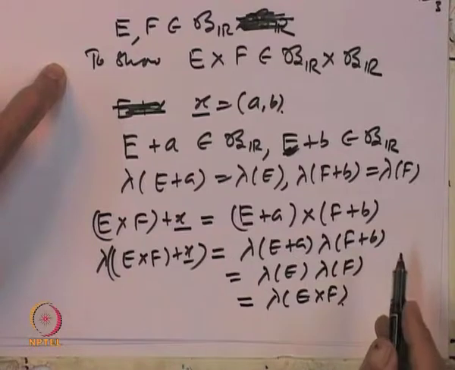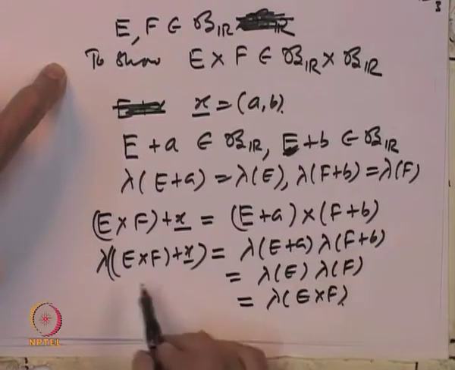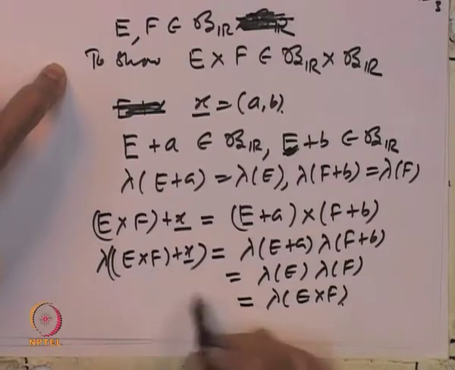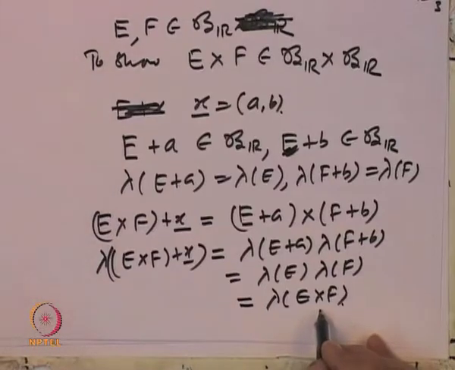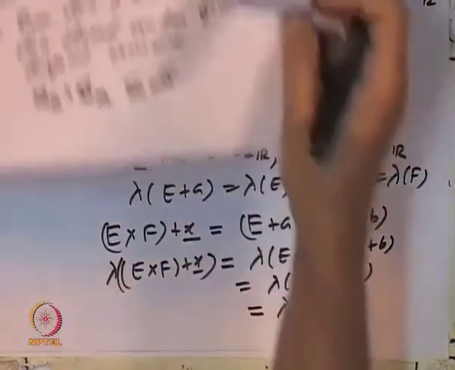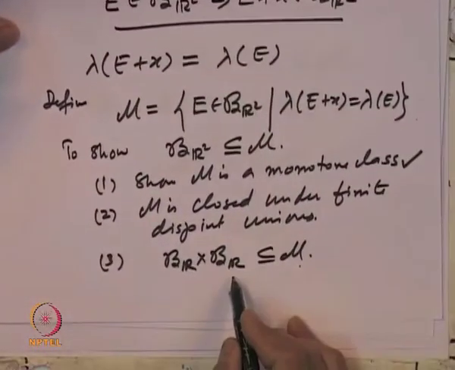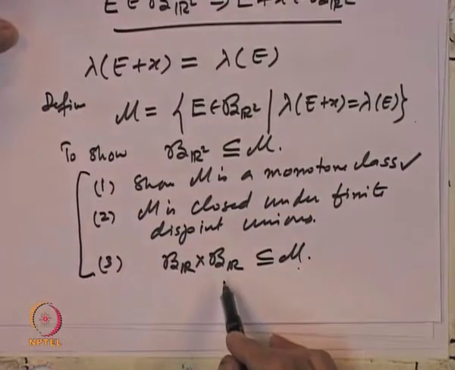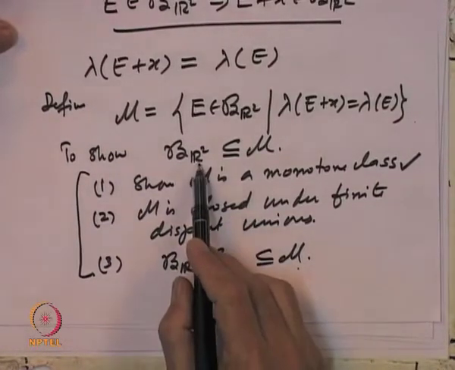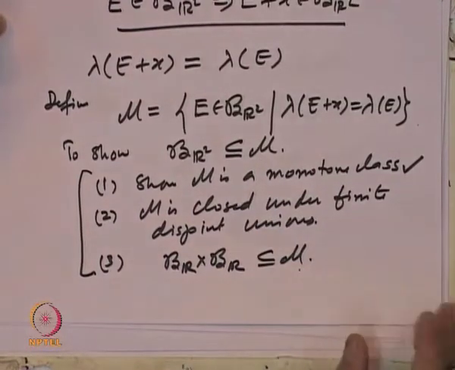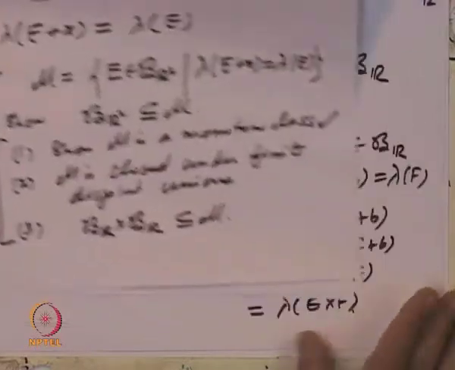So, what we have shown is that if E cross F is a Borel rectangle, then the translate of the Borel rectangle has the same measure as the rectangle itself. So, that proves the third thing, namely that the Borel sets cross the Borel sets is inside M. So, all the three facts are proved, and that will imply that B r 2 is a subset of M, and hence for all. So, that is what we have shown.